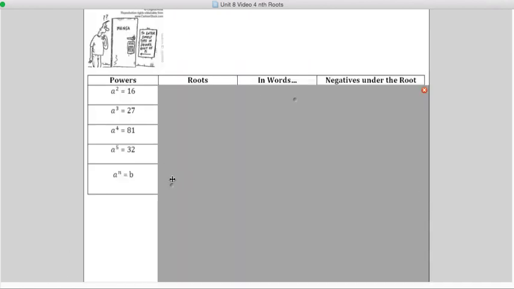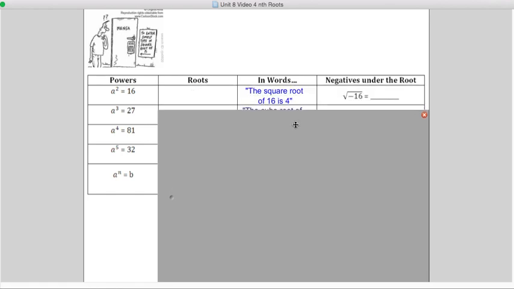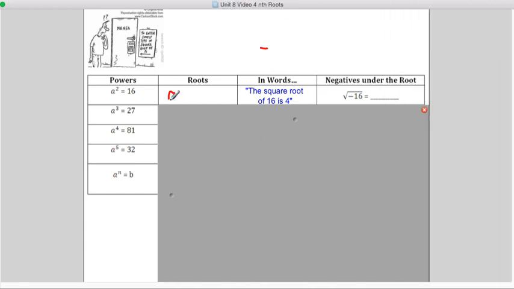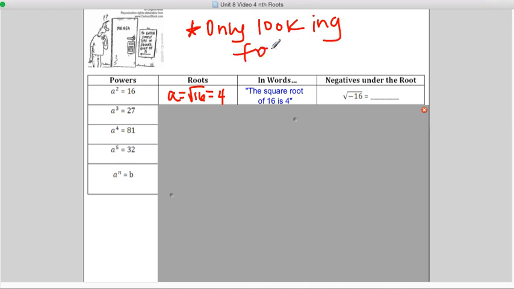So we have powers. All right, we've already looked at them, but we have a squared is equal to 16. The roots then for that answer would be a is equal to the square root of 16, so a is equal to 4. Today, I just want to point out we are only looking for real roots. So we are not looking for imaginary. So this is a real root.